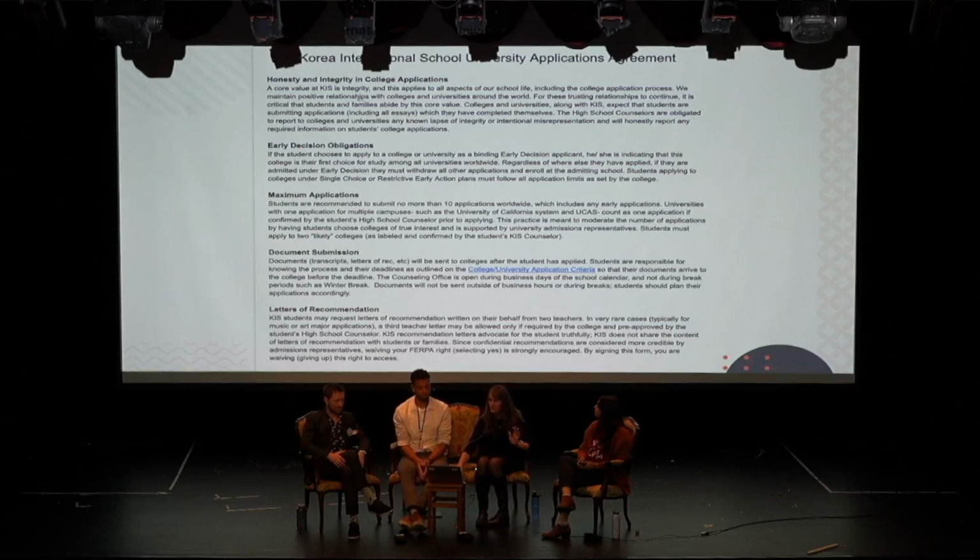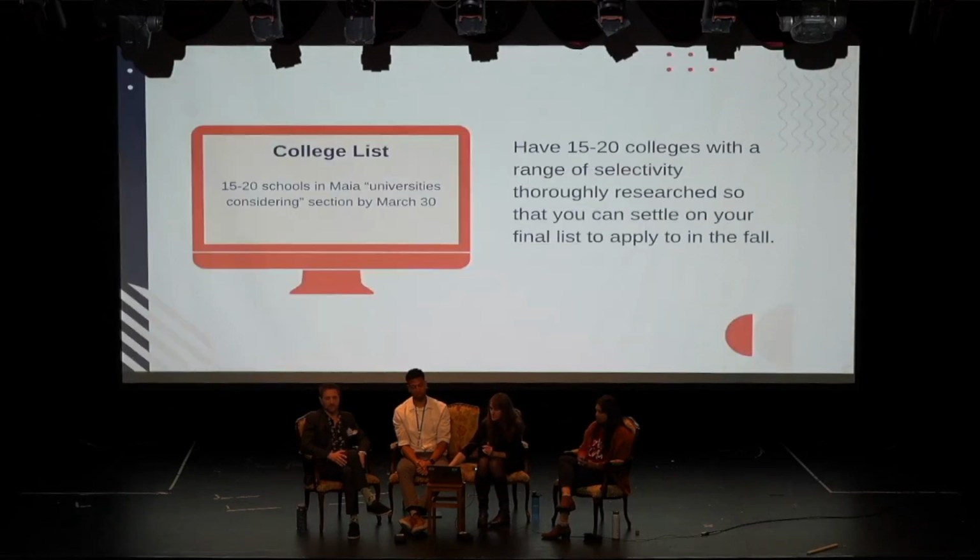First and foremost, honesty and integrity in your college applications. These are things you're turning in directly to the universities, but every single piece of the application should be your child's, and that's very, very important. I don't want to talk about early decision quite yet. The maximum applications we talked about being 10. There is a process for us turning in the documents to the universities after they apply, and then the letters of recommendation. I guess we already talked about all of these things. There'll be some documentation that you'll get at the beginning of senior year, and so this is just what that looks like.